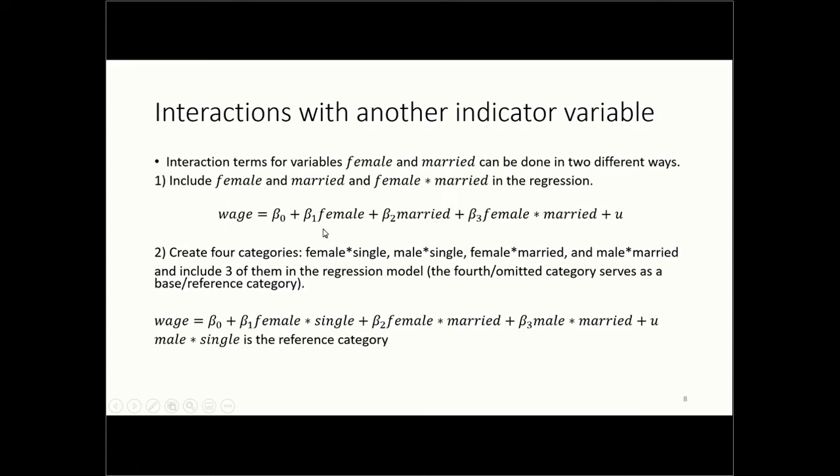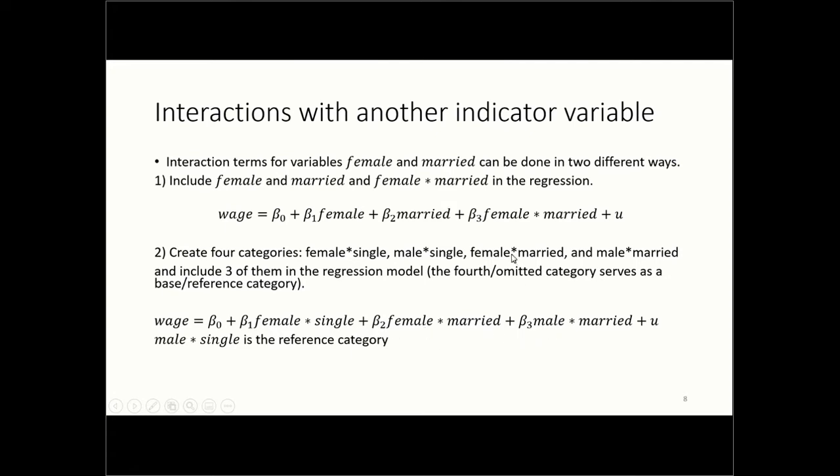So that's how the regression looks. We have female, we have married, and then we have female times married in the model. Or number two, in this way, we can create four categories: females times single, male times single, females times married, or male times married. So basically, these are all four combinations between female and married. And we need to include only three of them in the regression because the fourth, omitted category would be the base category. So here we are including female times single, female times married, and male times married. And male times single, that is the reference category. And you see it is not included in the model.